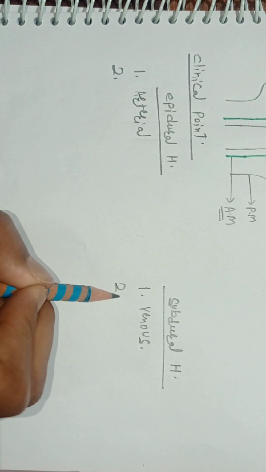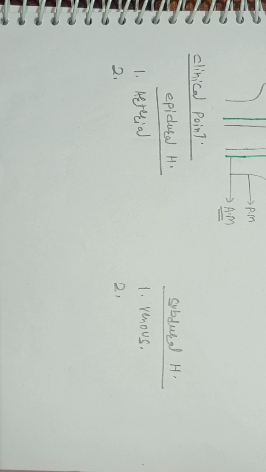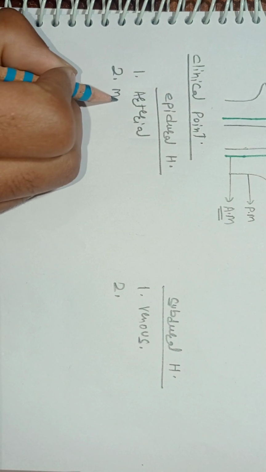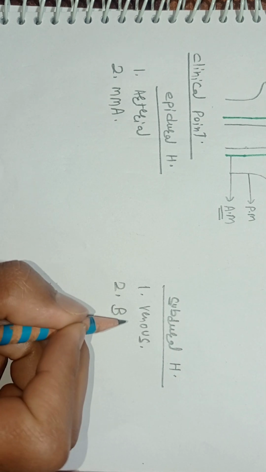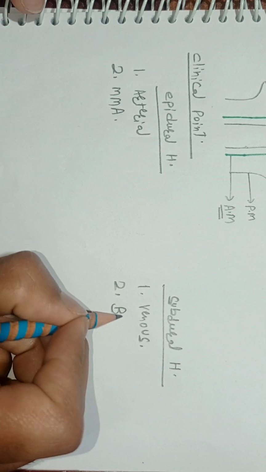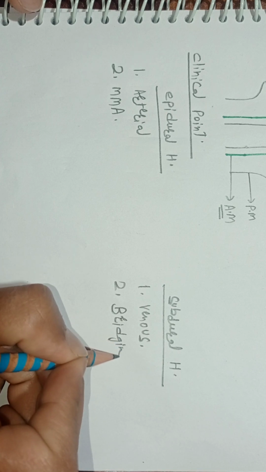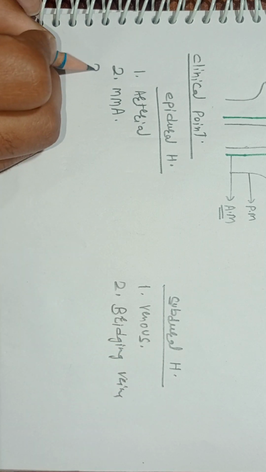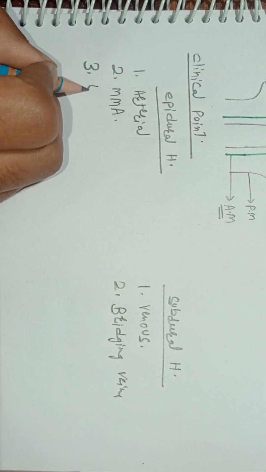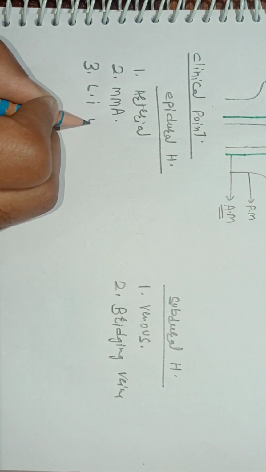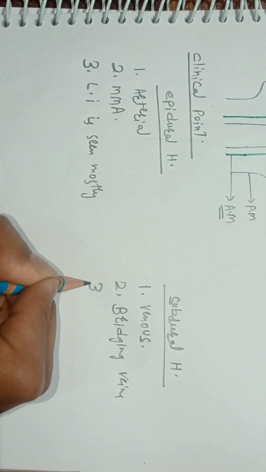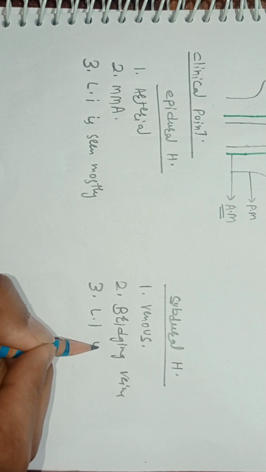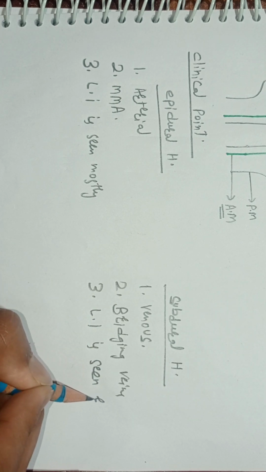The second point that we will remember: in arterial hemorrhage, the most commonly affected artery is the middle meningeal artery. Here, since it is venous hemorrhage, the main vein that is affected is the bridging veins. Third point: in epidural hemorrhage, lucid interval is seen mostly. And in subdural hemorrhage, lucid interval is seen rarely.